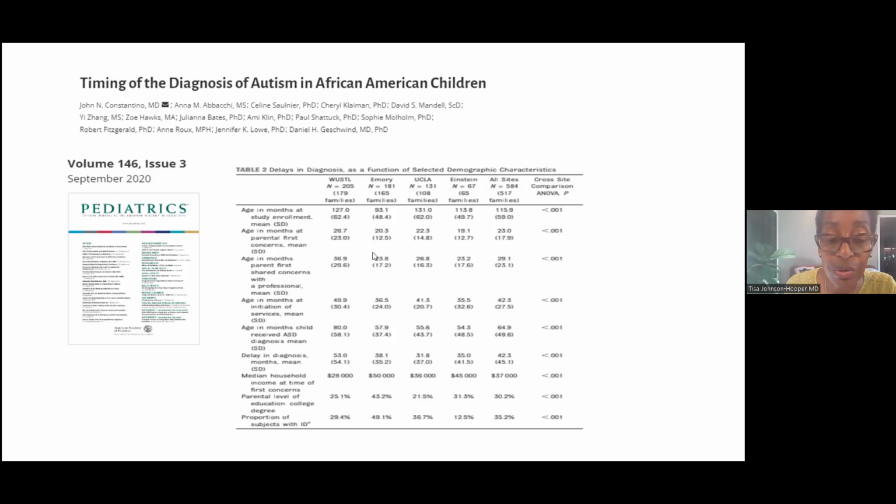What is important to note is that in this study, the delay could not be accounted for by financial constraints, as 98.2% of the families reported having some type of insurance at the time of their first concern. The average age of initiation of services was 1 to 3 years earlier than the autism diagnosis, suggesting that services delivered were not likely to be specific to autism spectrum disorder.